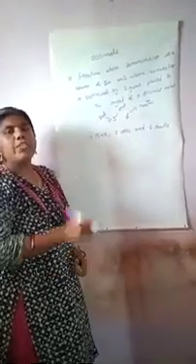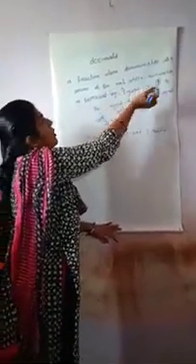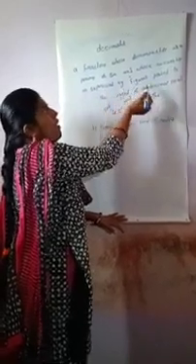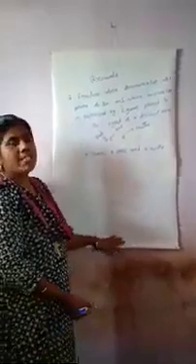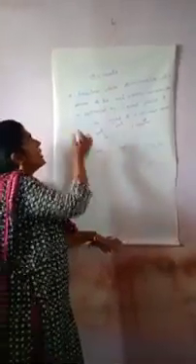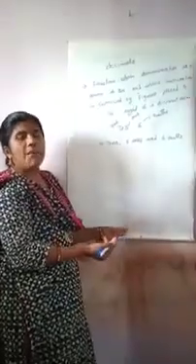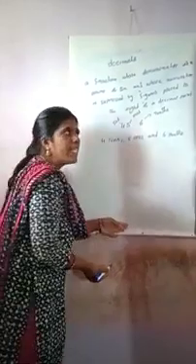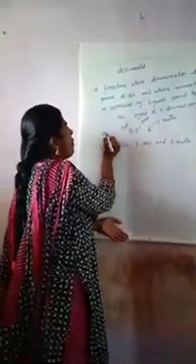Children, next topic, decimals. What are decimals? A fraction whose denominator is a power of ten, expressed in figures with places to the right of the decimal point. Okay? What is the meaning of decimals? So decimals are fractions whose denominator is a power of ten. See the example.